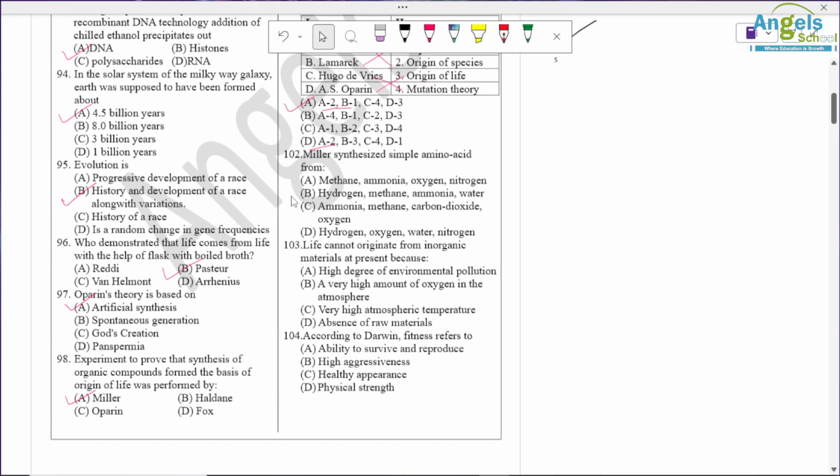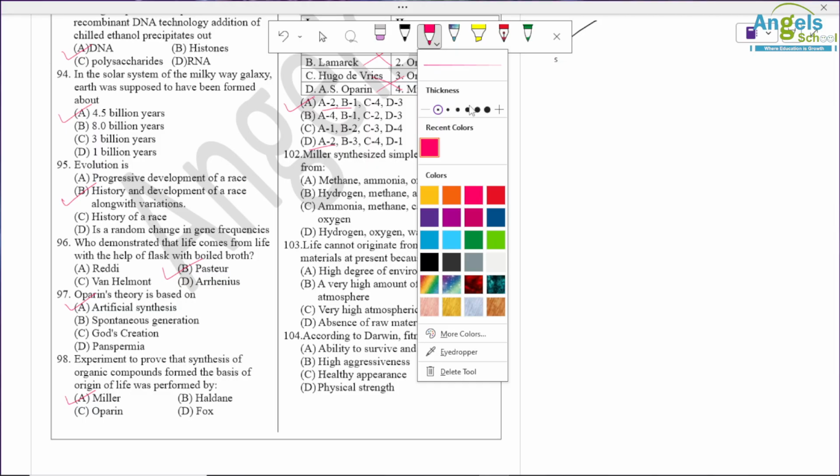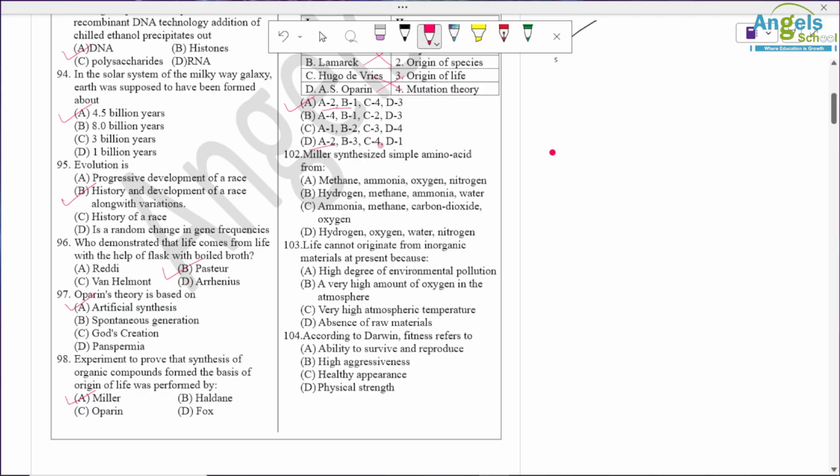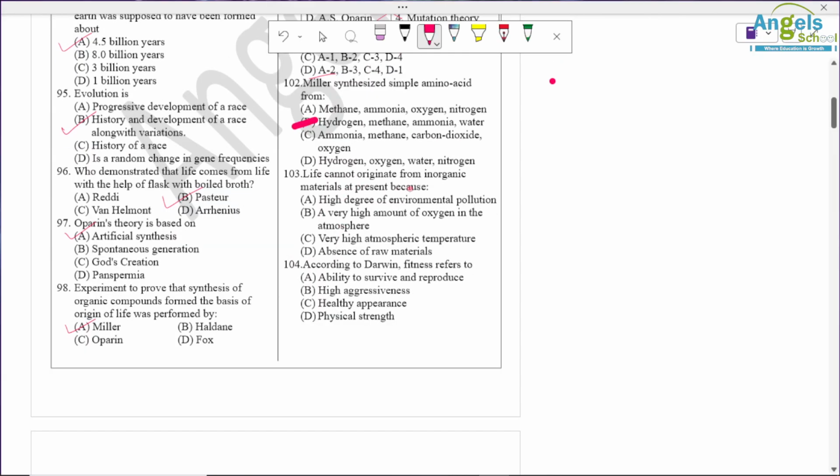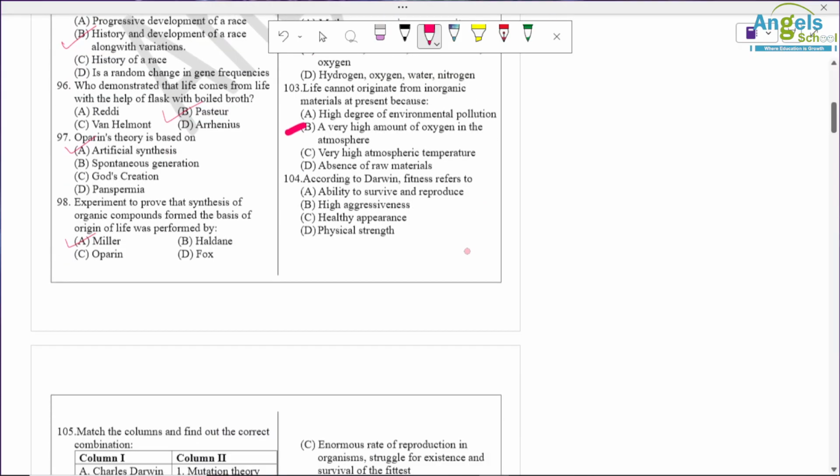Miller synthesized a simple amino acid from hydrogen, methane, ammonia and water. So B is correct. Life cannot originate from inorganic material at present because a very high amount of oxygen is present in the atmosphere.